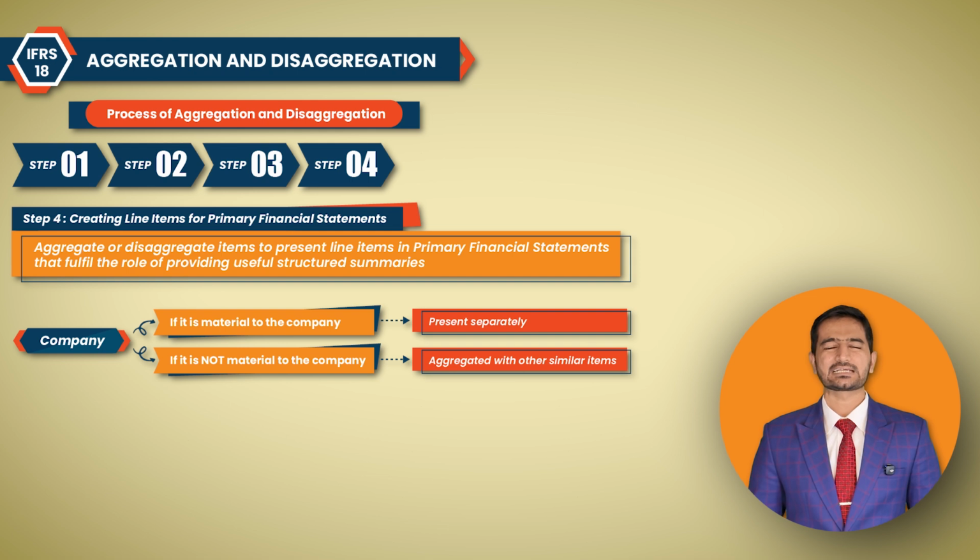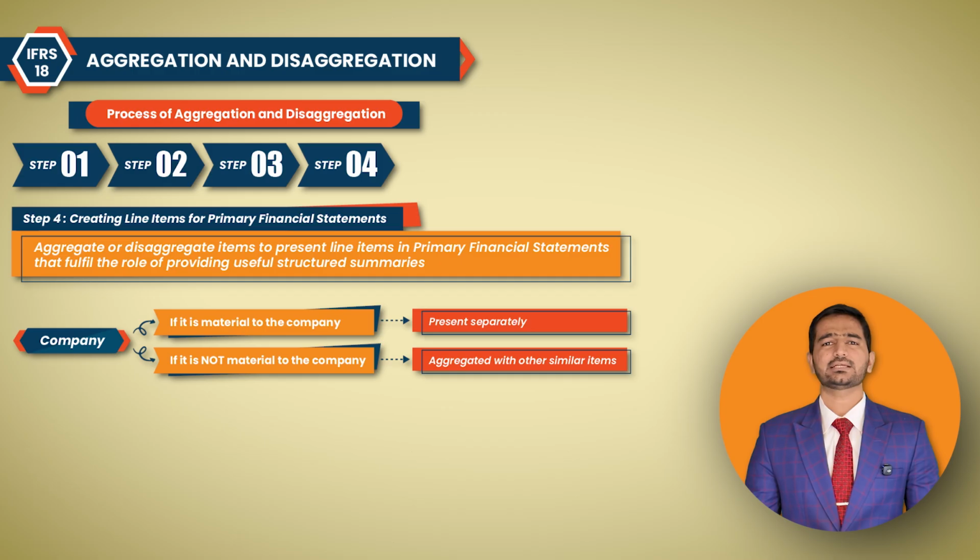Would you show a consultancy fee to external auditors of £1,200 as a separate line item? No, because it's not material. It would be just part of professional services. But if you have a legal claim settlement of £2 million, now that's material and it's unusual too. It definitely deserves a separate line item.